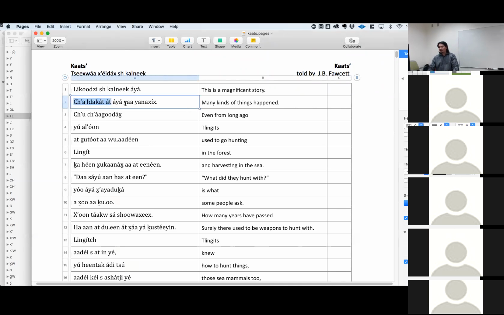Ya yanechich means some public event is occurring, right? So all these things happened from a long time ago. That hunting, people used to do that, right? So they're the ones who used to go into the forest. And this is from wu at, and then you get the in on the end, which makes it used to do that thing. Tlingit.